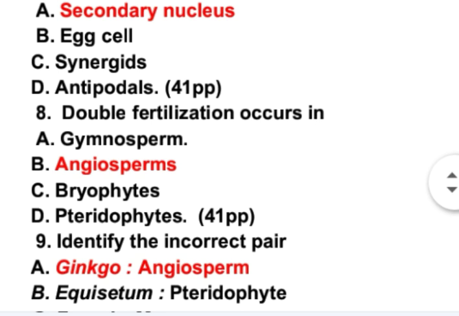Next question is, double fertilization occurs in. Options are gymnosperm, second is angiosperms, third is bryophytes, and fourth is pteridophytes. See, the double fertilization occurs in angiosperms. So therefore the option B is correct.